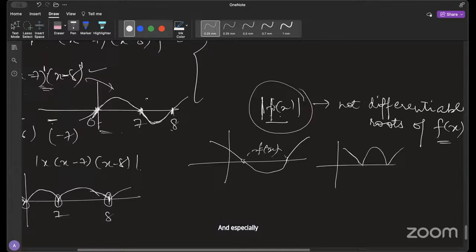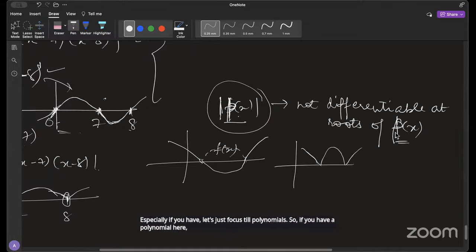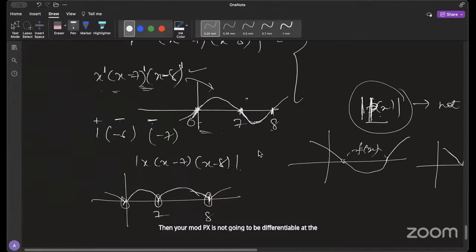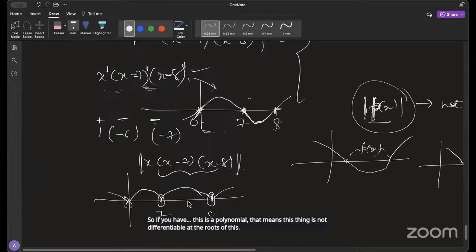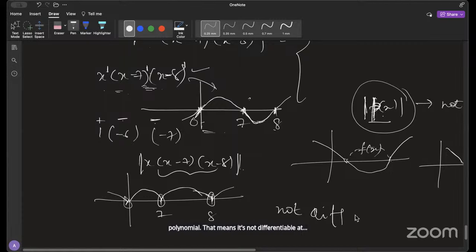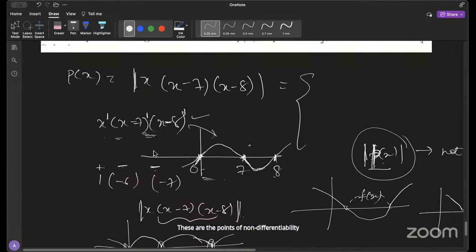Especially if you have, let's just focus on polynomials. So if you have a polynomial p(x), then your mod p(x) is not going to be differentiable at the roots of p(x). This is a polynomial, that means this thing is not differentiable at the roots of this polynomial. That means it's not differentiable at x equals 0, 7, and 8. These are the points of non-differentiability for this function p(x).